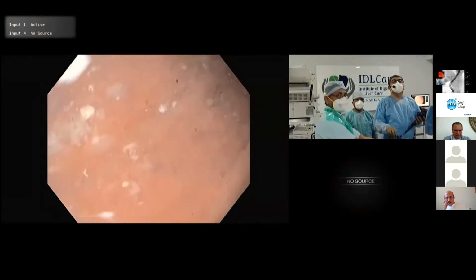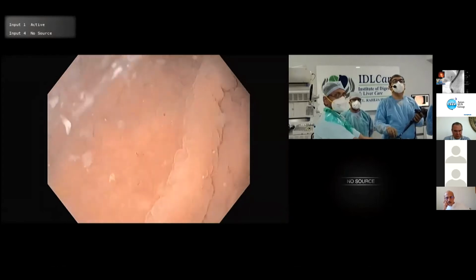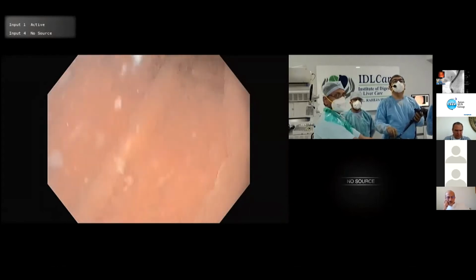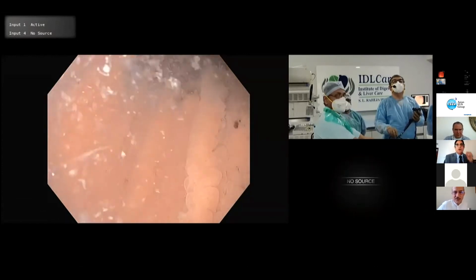Now you see the mucosa, underlying mucosa. Yogesh, can you see it? Yes, yes, sir. We can see it very clearly. It looks grossly abnormal, right? Yeah.